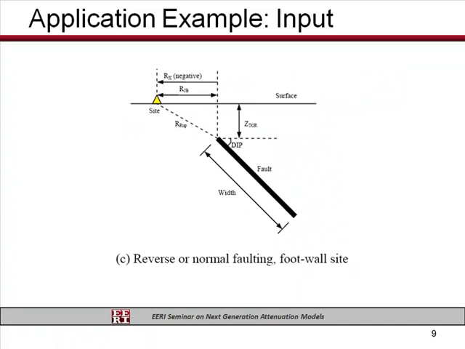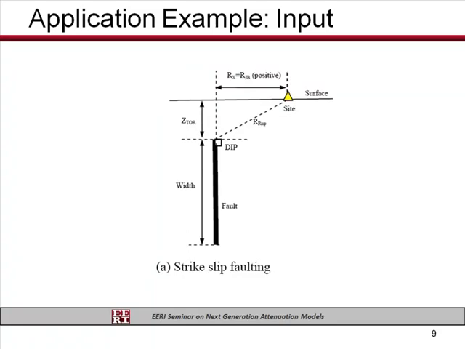Now next we can look at the same type of fault but with the site located on the footwall. We can see the closest distance from the site to the rupture area here, RUP, and for this case we have Rx and RJB equal. But now we have Rx as a negative value because the site is located on the footwall. Now for a strike slip fault, we see again our rupture and Rx and RJB being equal.